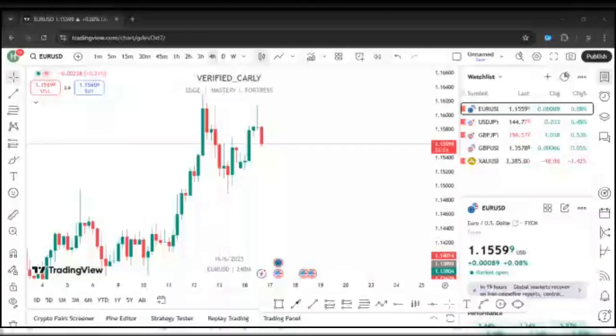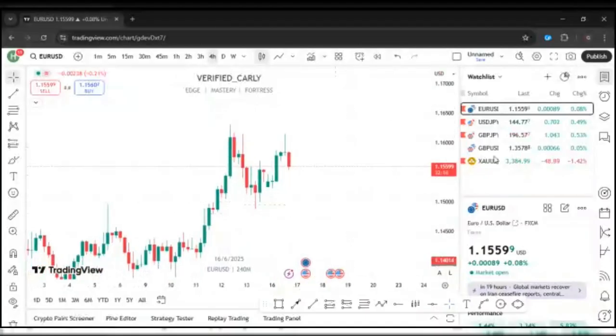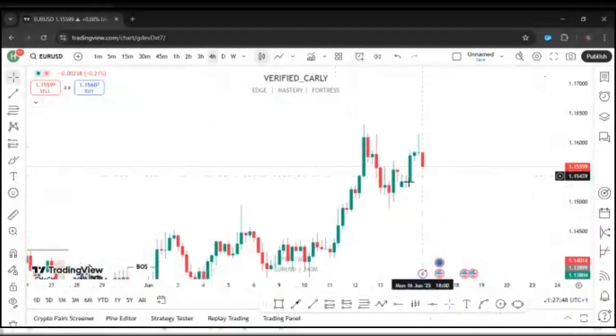Without wasting much of your time, let's just jump right to it. So, currently I'm on the EUR/USD 1 hour time frame. First of all, let's know what an order block is. An order block is the last place where smart money, that is banks, institutions, and hedge funds, enter the market before price makes a strong move.